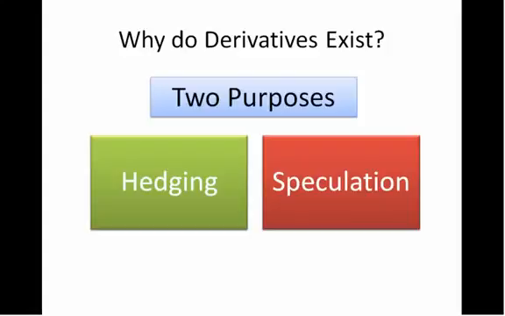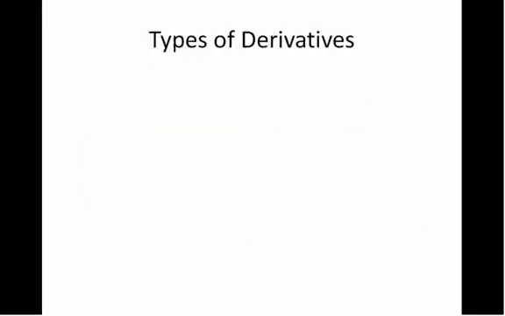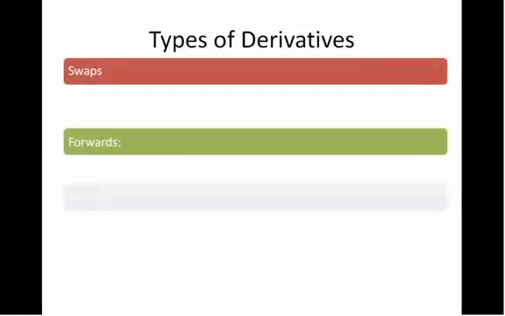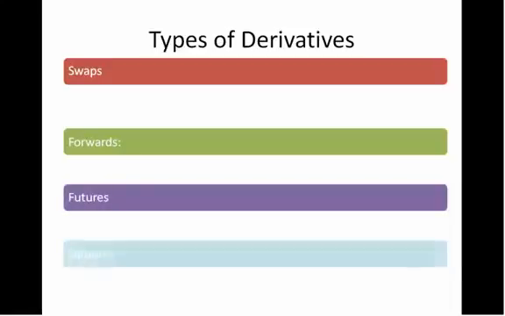So now that we understand why derivatives exist at all, let's now move on to some of the different types of derivatives in the market. There are four major categories of derivatives. There are swaps, forwards, futures, and options. I'm going to create a separate video on each one of these derivative types, but for now I want to provide a basic overview of each one. So let's start with swaps.